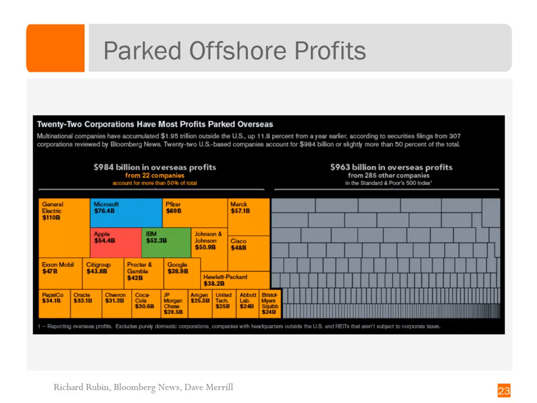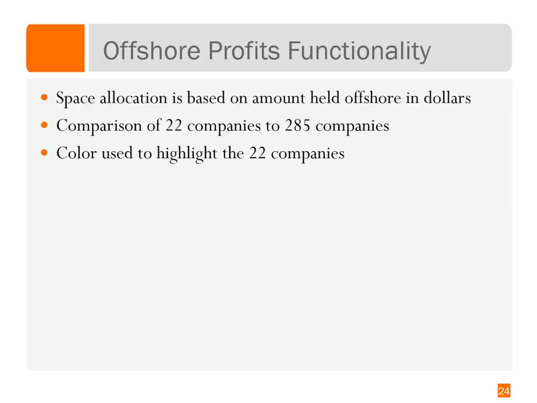So taking a look at some of the functionality, the encoding that's utilized in this visualization. Space allocation is based on the amount of offshore profits held in dollars. There's then a comparison of 22 companies to 285 companies, and then color is used to highlight the 22 companies versus the gray contrast on the right-hand side.